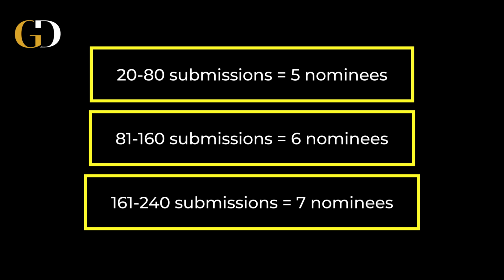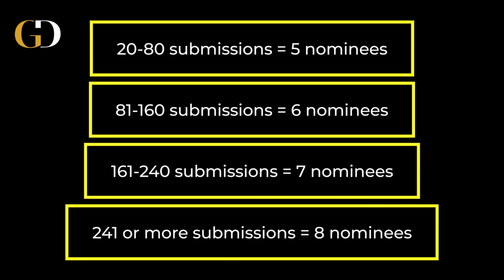161 to 240 submissions, you get 7 nominees. And 241 or more submissions, you get 8 nominees. So that's generally what happens to most of the categories. They're within that range. And then for acting categories across the same genre and designation, like Best Drama Actor and Best Drama Actress, they will have the same number of slots to achieve parity, and you round up if it's split between 2 levels.